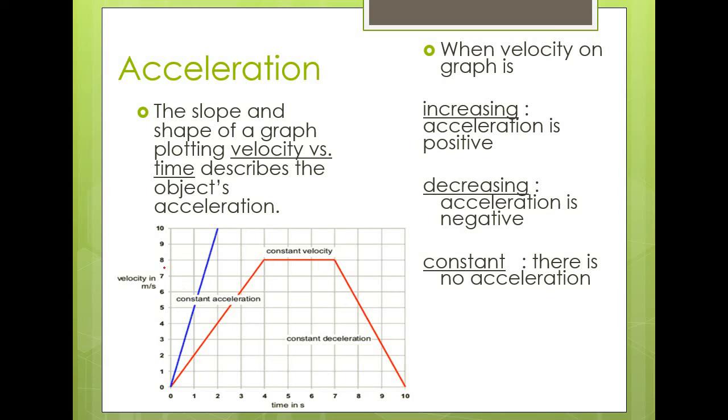Acceleration can be described by plotting a graph. The slope and the shape of the graph plotting velocity versus time describe the object's acceleration. So the slope is acceleration. When the velocity increases, the acceleration will be positive, as this point is V initial and this point is V final. Final is greater than initial, so the acceleration will be positive.